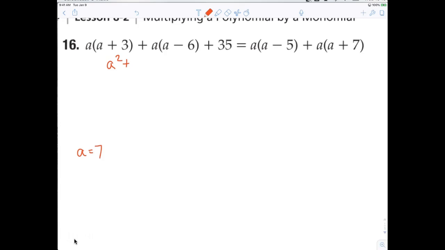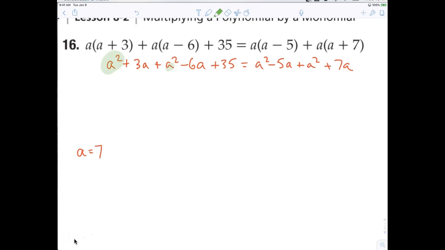A squared plus 3a plus a squared minus 6a plus 35 equals a squared minus 5a plus a squared plus 7a. Does everybody agree with that? That should be your first step. Double check. If that's not on your paper, then you're not doing it right. There's no shortcuts to that. Now, because some of you are smart, this is about the only shortcut I want you to take.